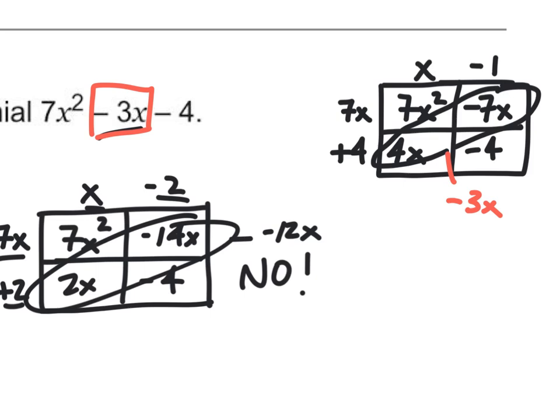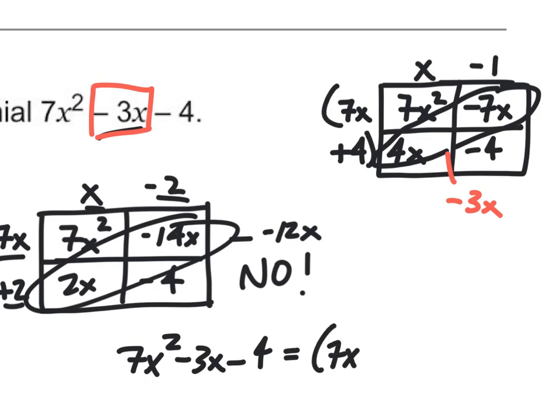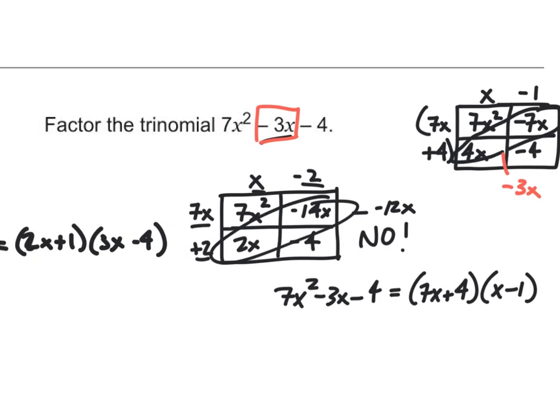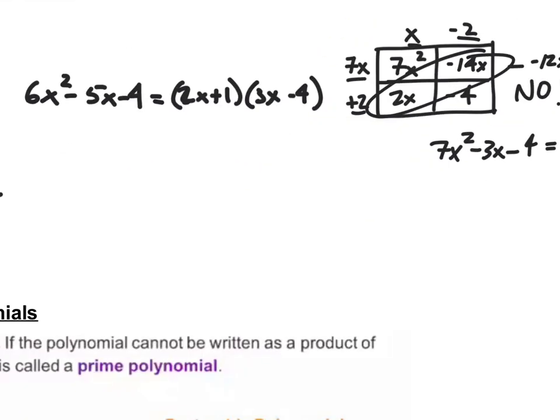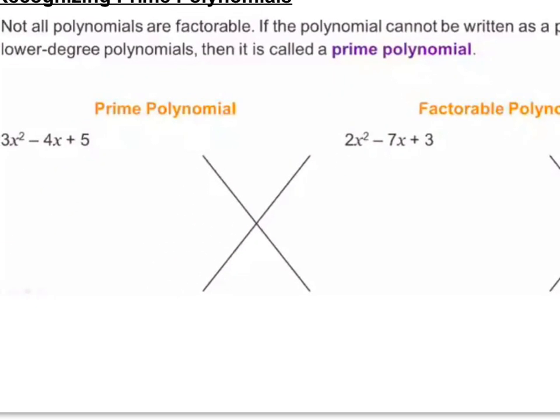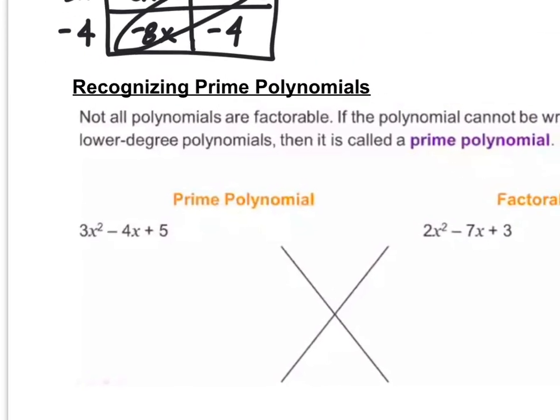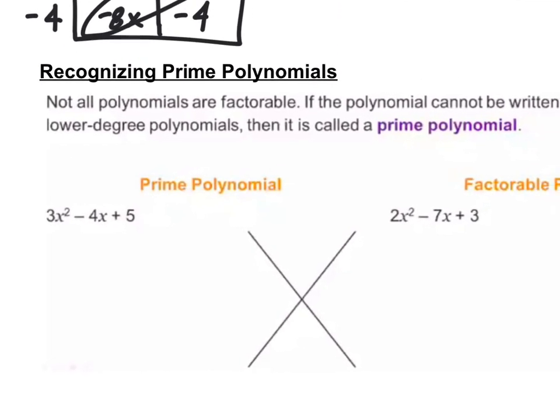So the factored form of 7x squared minus 3x minus 4 is going to be 7x plus 4, and then just times an x minus 1 factor, okay? And that's what we've got. So you can always check by multiplying it through. Then we have this thing called recognizing a prime polynomial. Not all of these polynomials are factorable, okay?